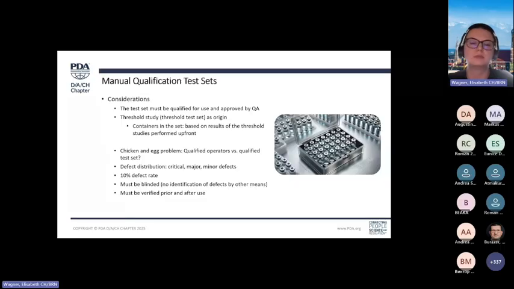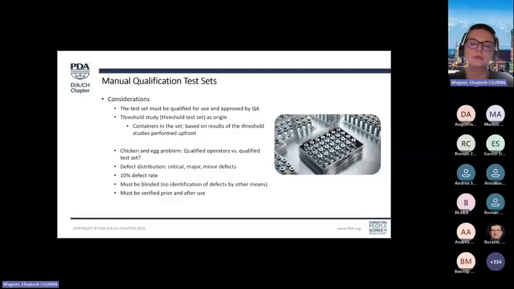with possible defects in, as I said before, with critical, major, and minor defects. Also consider the 10% defect rate, and take all the information you have, for example, from upstream departments. What are the product characteristics? What kind of defects could come in via the filling lines or via the primary packaging materials? Then you could run this initial threshold test or study to get preliminary results or detection rates for your new operators.